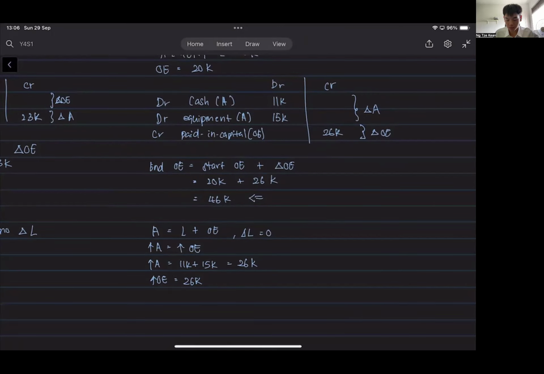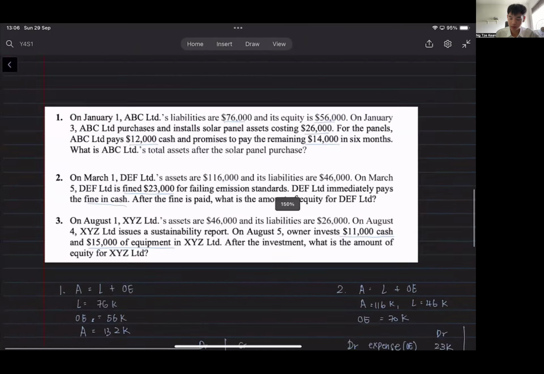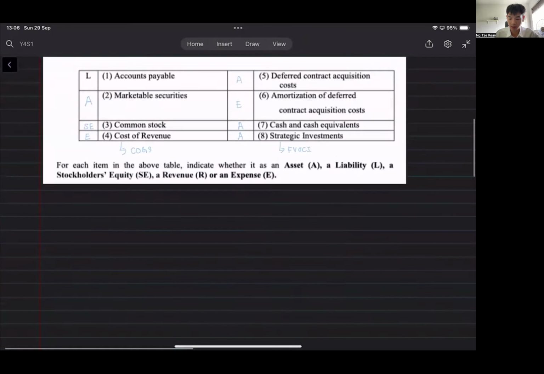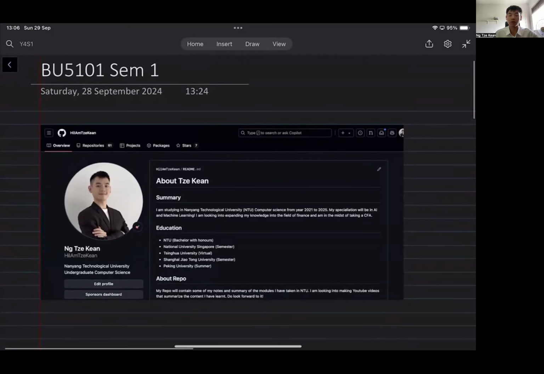So that would be my solutions for this tutorial one. Again, these questions are not set by myself. These are from NTU. I do not claim credit for these questions.